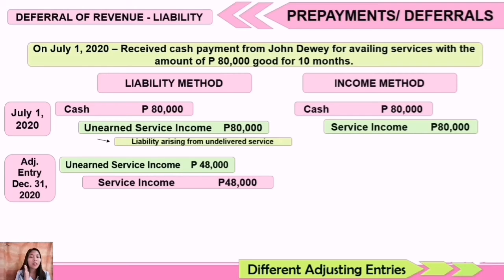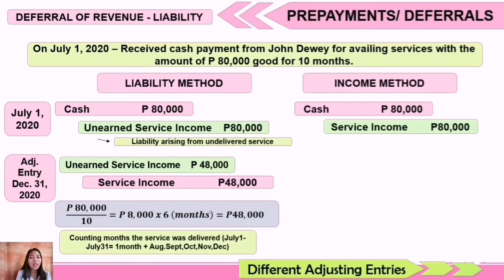what we needed to provide. Therefore, we need to decrease our liability to him because we have provided the service. And we need to credit service income because service provided is an indication that we have incurred a revenue. So, an increase in revenue, following the normal balance, credit, so credit service income. That's it. Then, the computation: 80,000 divided by 10 months, so 8,000 times 6 months because July, August, September, October, November, December, 6 months. We have delivered the service for 6 months. Multiplying 8,000 by 6, so 48,000.